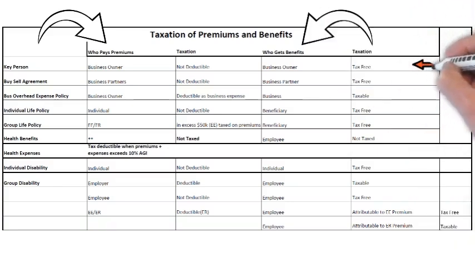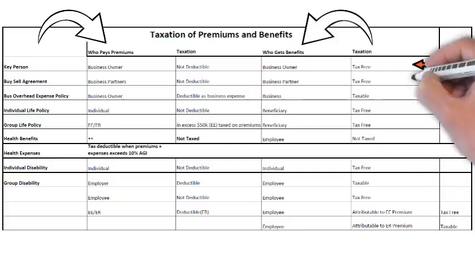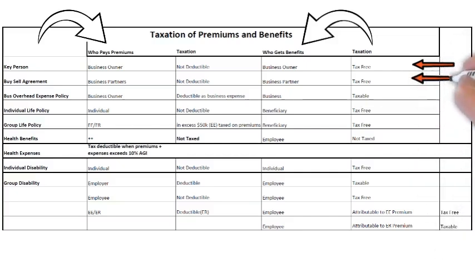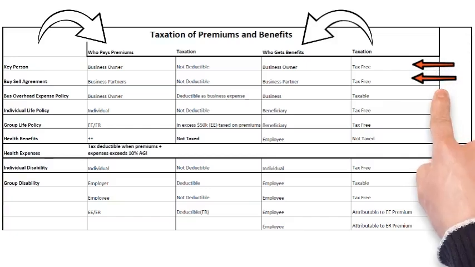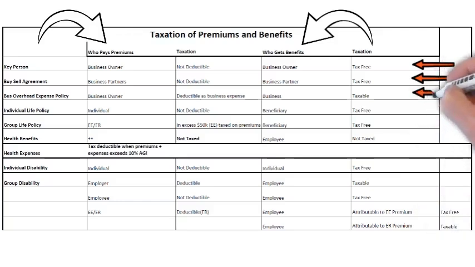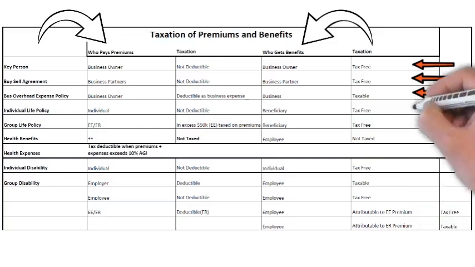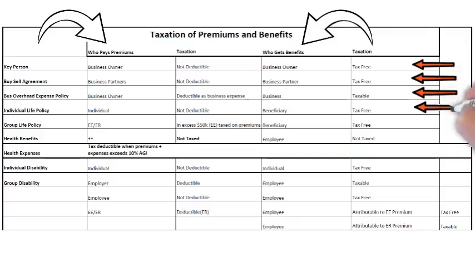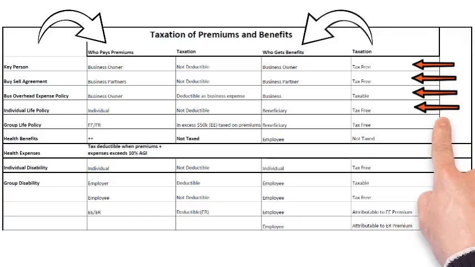So first, let's talk about a key person policy. The business owner pays the premium, but the business owner would get the benefit. On a buy-sell agreement, it's business partners paying the premium, but a business partner would get the benefit also. On a business overhead expense policy, it's the employer, the business owner, paying the premium, but the business itself gets the benefit. Individual life insurance, the individual pays the premium and the beneficiary gets the benefit.